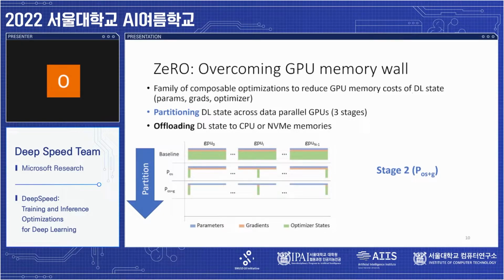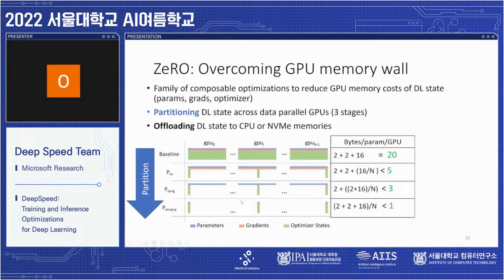The next stage of partitioning is to partition the gradients. Similarly, this reduces the per GPU consumption for the gradients on each GPU. And then the final stage is to partition the parameters as well. So now the model is fully partitioned in stage 3 of the ZeRO memory optimization.